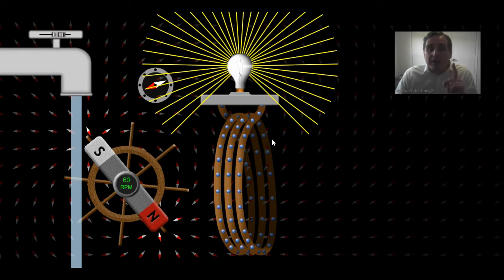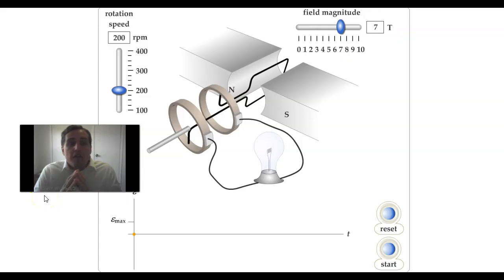Let's look at one more example of a generator, and this time let's be even a little more quantitative. So for our final experiment of electric generators, let's go ahead and look at an electric generator in which we can change the rotation speed. We can also change the magnetic field strength. Okay? And we can watch the induced EMF.